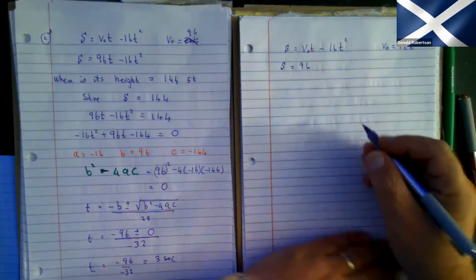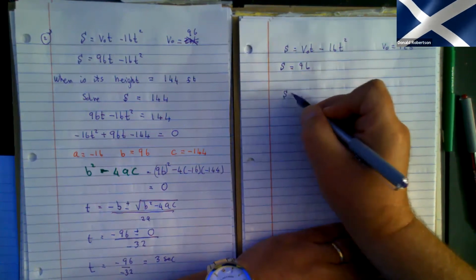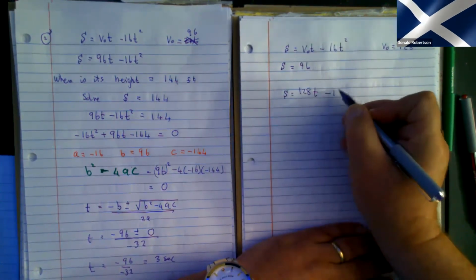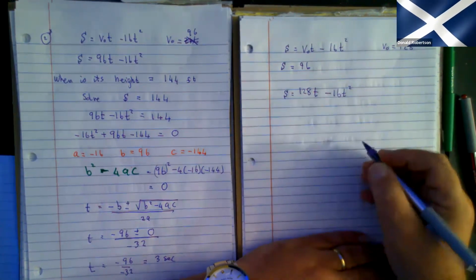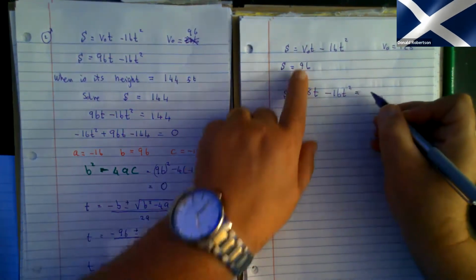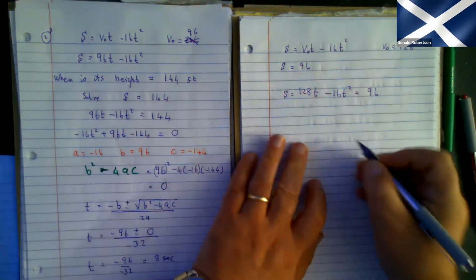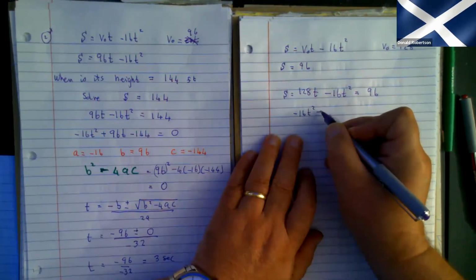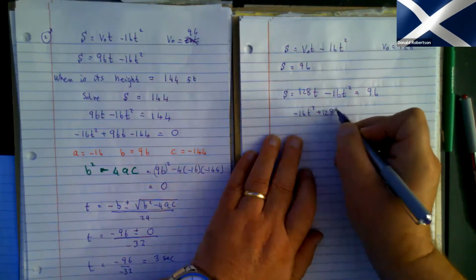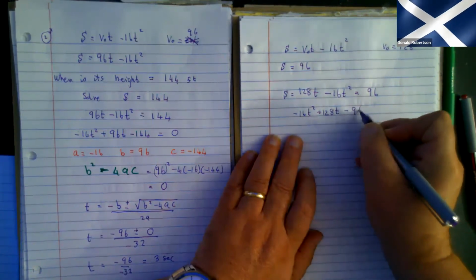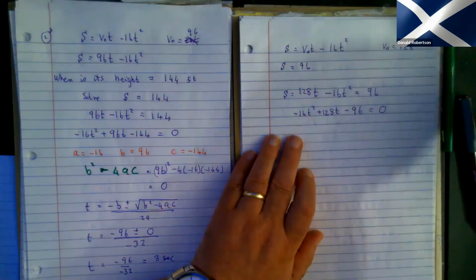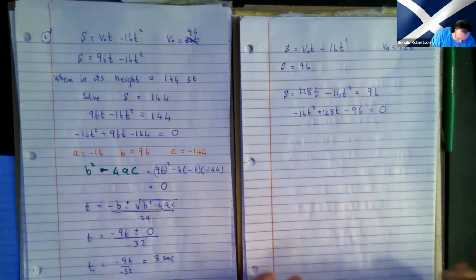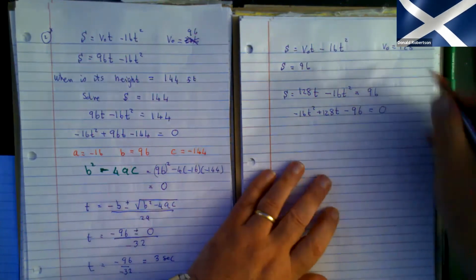Okay, so it's going to be 128t, take away 16t squared, and we're going to solve when is it equal to 96. And that's going to be -16t squared plus 128t, take away 96 equals 0. And the reason I want to choose this one is typically you would get 2 solutions.